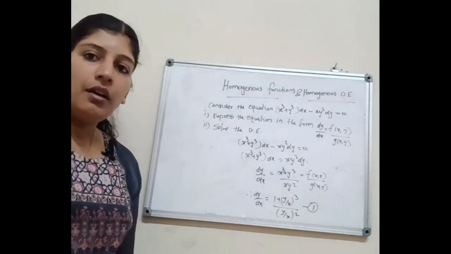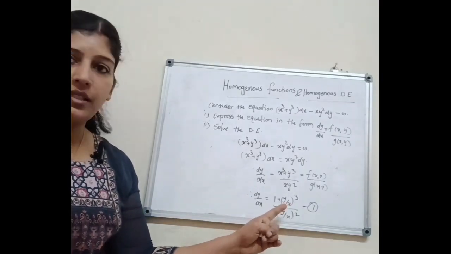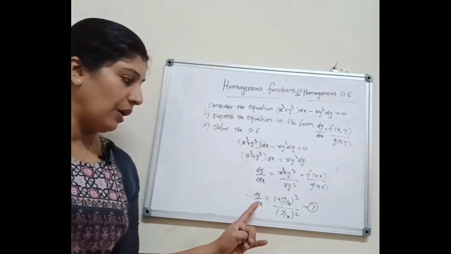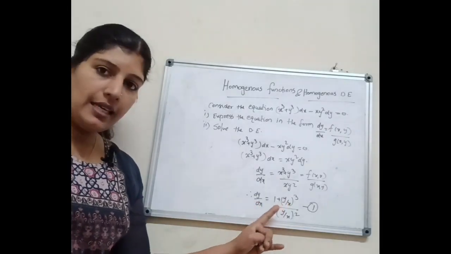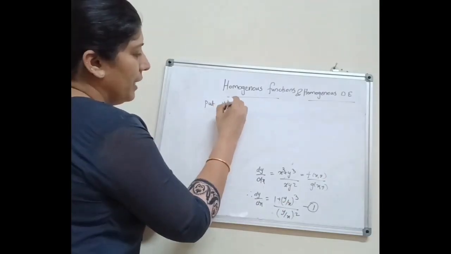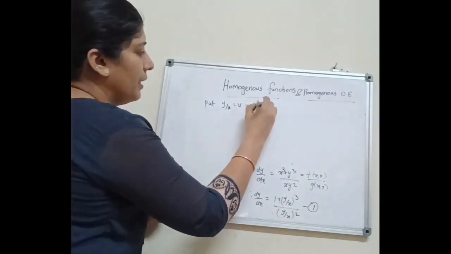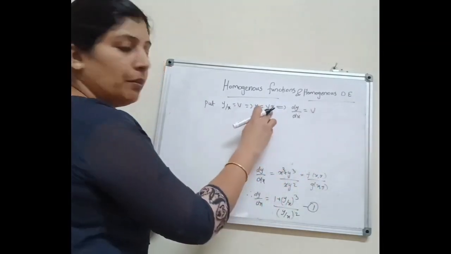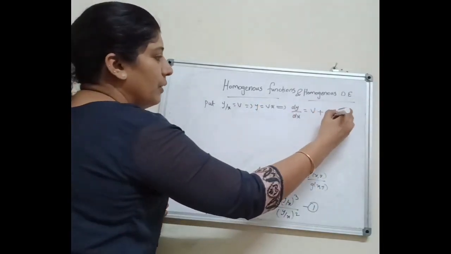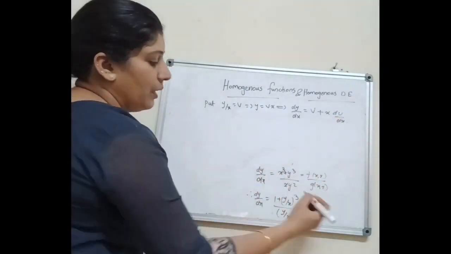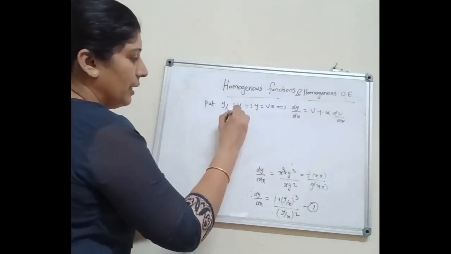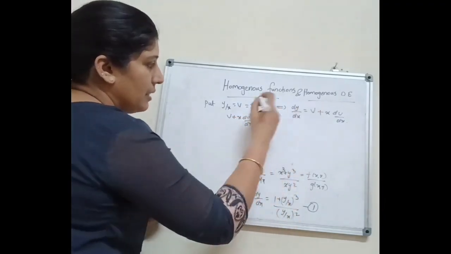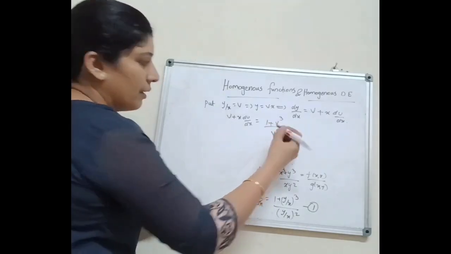Next, put v equal to y by x, y equal to vx, and find out dy by dx. Then substitute dy by dx here and put y by x as v. y by x equal to v, that implies y equal to vx, that implies dy by dx equal to v into dx by dx, that is 1, plus x into dv by dx. Then substituting, dy by dx equal to v plus x into dv by dx. That is, v plus x into dv by dx equal to (1 plus y by x as v, whole cube), that is v cube by v square.